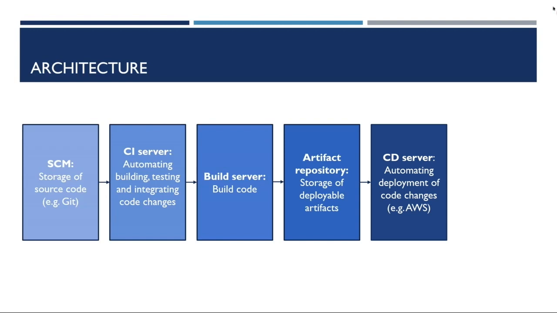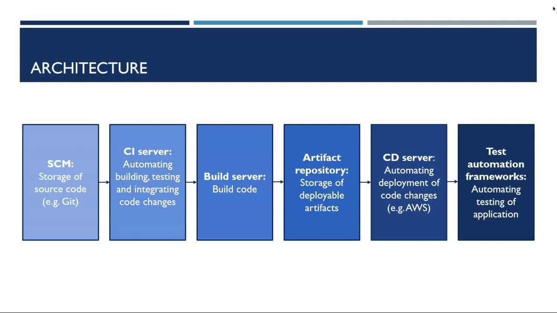Then you have the CD server. This is the continuous delivery or deployment. And in this part, the deployment of the code is being automated as well as the code changes throughout the process. This is being done, of course, in environments such as Amazon Web Services. And of course, the last step is to test the automation frameworks. In this case, you're automating the testing of the application inside of the environment.